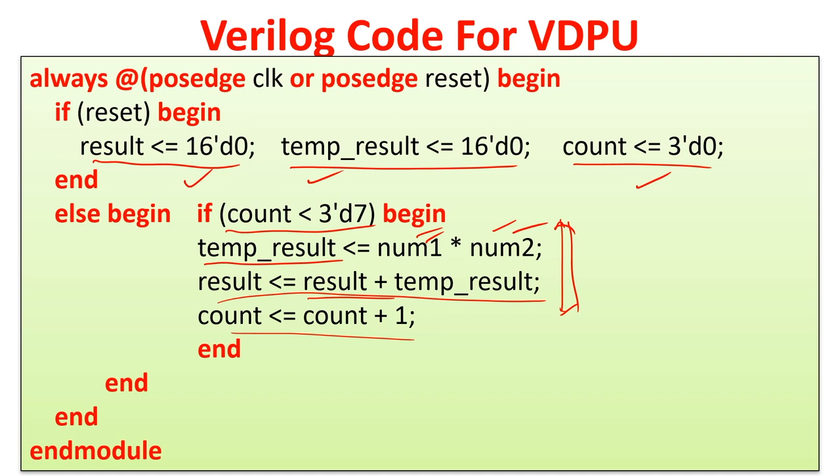So, for summation of I is equal to 0 to 7 of Wi Xi, it will take 8 cycles. Suppose initialization takes 1 cycle, then after 8 cycles we will get the result. In 9 cycles we will get the result of the vector dot product. And this is one of the most used units in the digital design domain and machine learning domain, and many domains use the vector dot product unit.